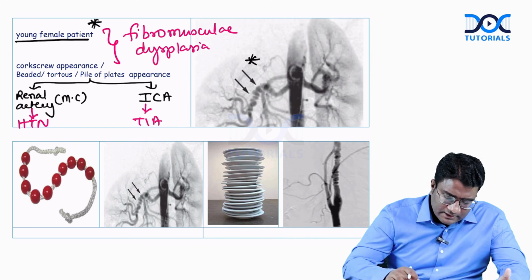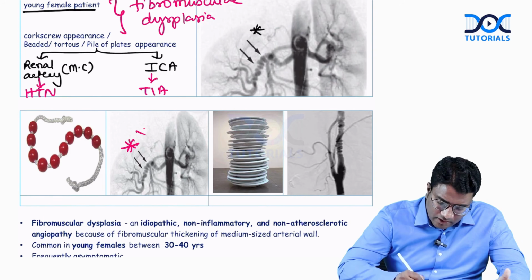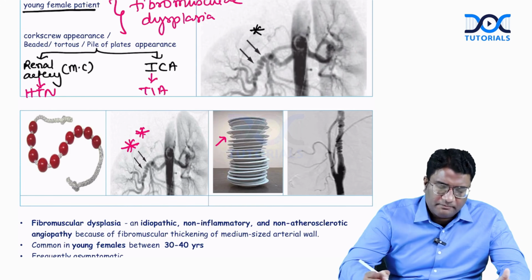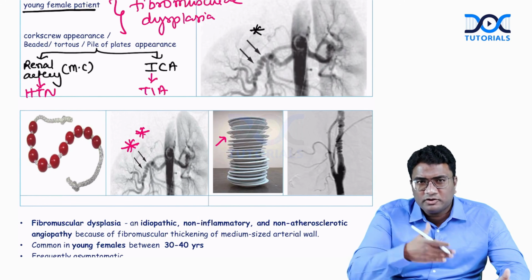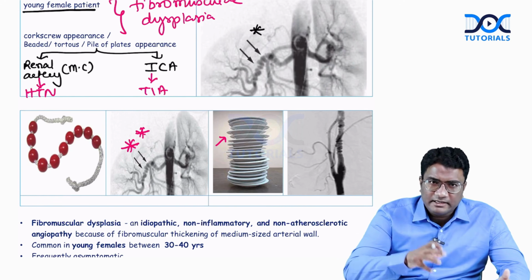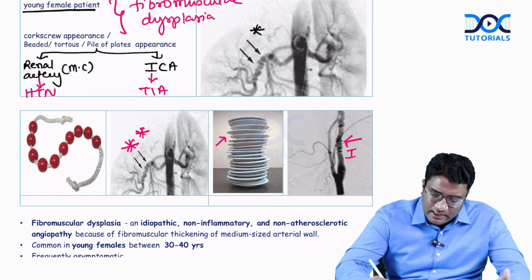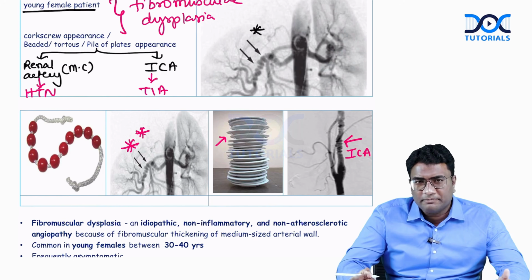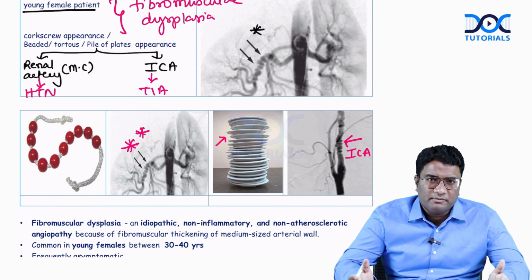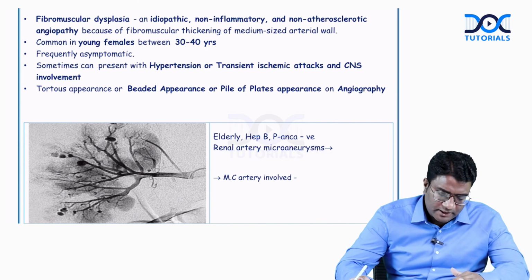So, if you are seeing this beaded appearance or tortuous appearance of the renal artery, also called as pile of plates appearance, right? So, tortuous appearance, beaded appearance or pile of plates appearance all mean the same, of either the renal artery or like this in the internal carotid artery also. So, either in the internal carotid artery or the renal artery, if they show such tortuous or beaded or corkscrew appearance, please suspect fibromuscular dysplasia. Now, what is this fibromuscular dysplasia?